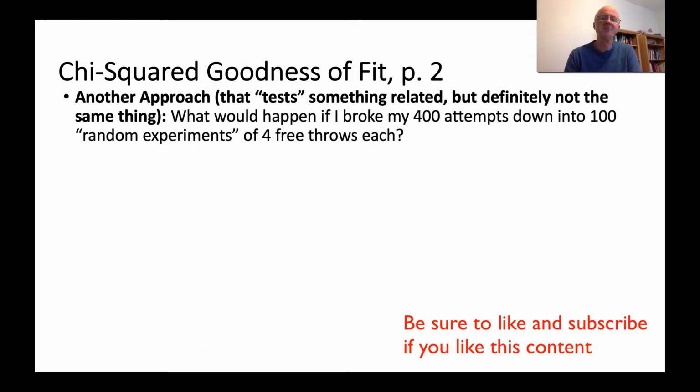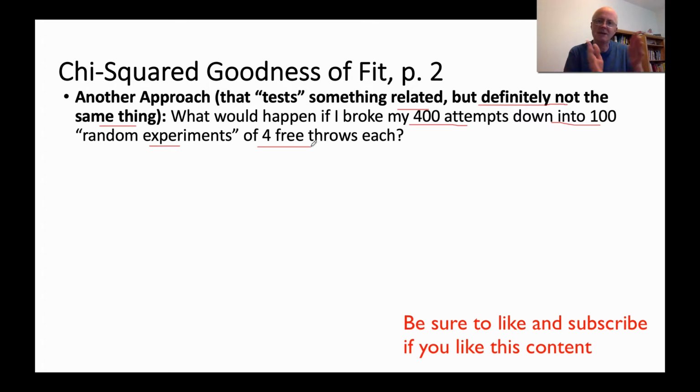Another approach that tests something related, but definitely not the same thing. Okay, so I'm about to do a different test, a chi-squared goodness of fit test. That's going to test something related but not exactly the same. What would happen if I took my 400 attempts, where I keep track of success or failure for each, and I break down into 100 random experiments of 4 free throws each? In other words, my first 4 free throws, my second set of 4, which brings me up to 8, my third set of 4, which brings me up to 12.